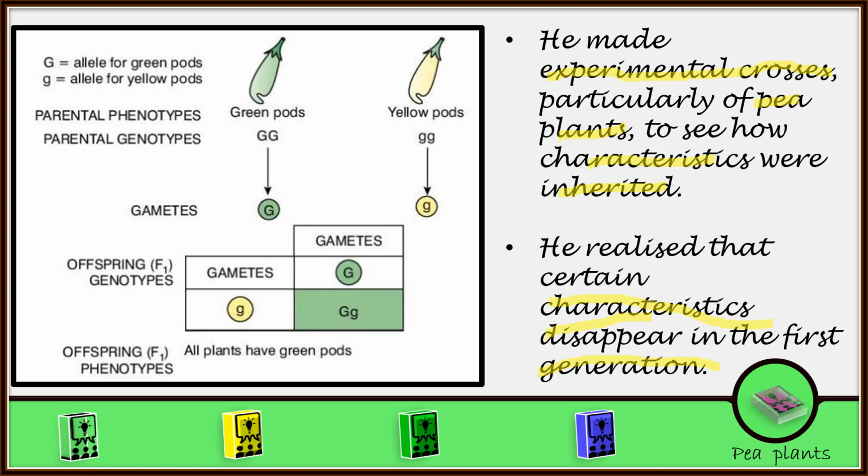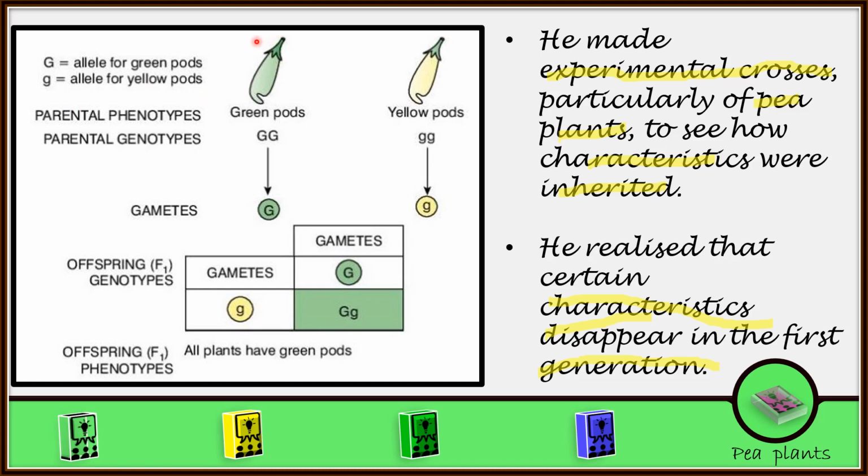For example, let's take a look here. He had green pod pea plants, and he was going to cross them with yellow pod pea plants. The green pod has capital G as the genotype, or as their allele. Capital G is the allele for the green pod. Small g is the allele for the yellow pod.